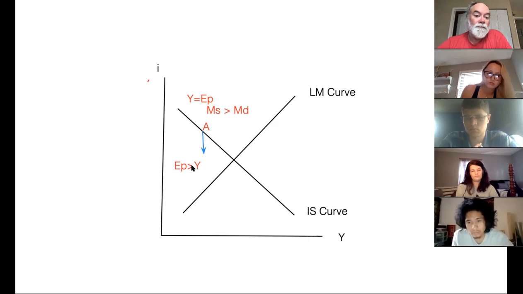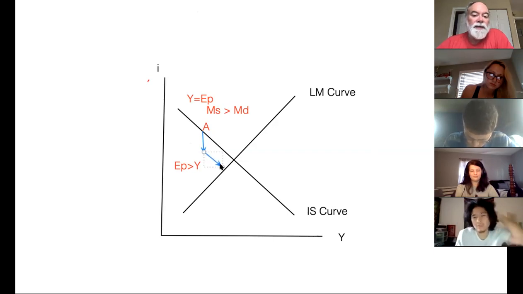Okay, so now at this point we actually, nope, sorry, go away. Didn't want that. At this point, we have two things going on. First, interest rates are still falling, but also GDP is going to rise.